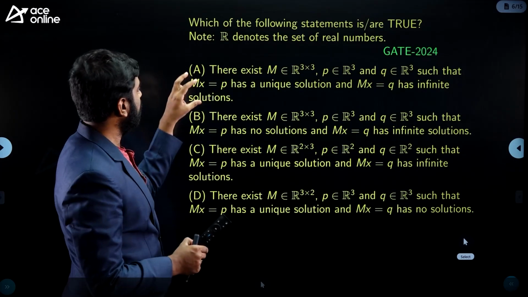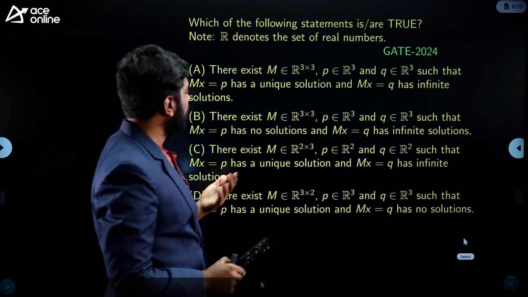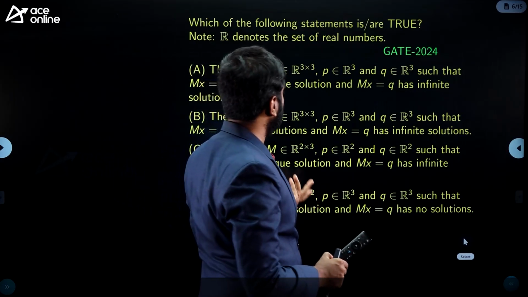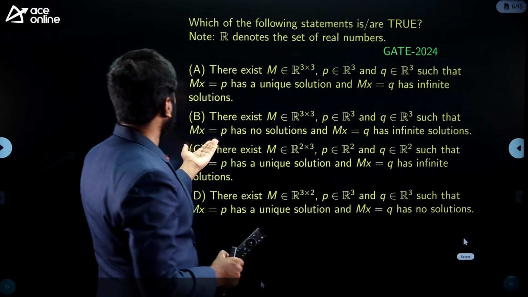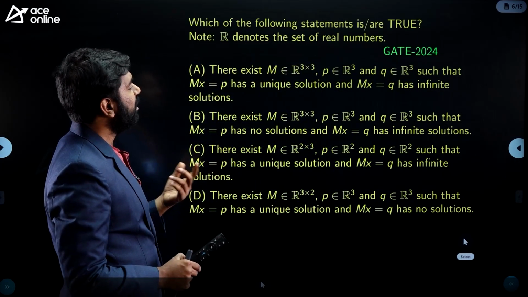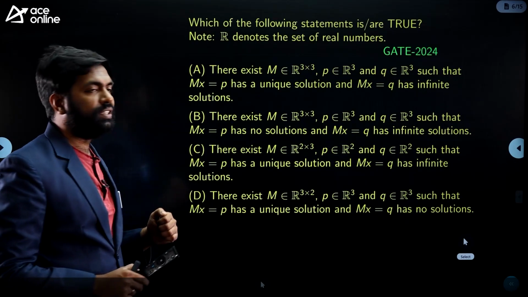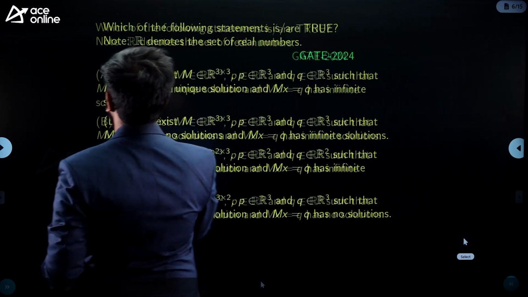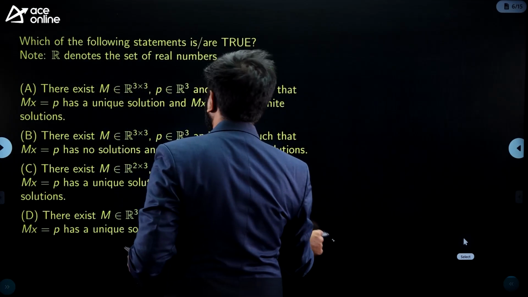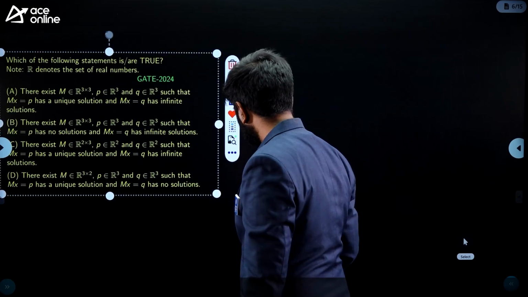We need to check whether this statement is true or not. Likewise, there exists M which is a 3 cross 3 matrix, P is a 3 cross 1 vector, Q is a 3 cross 1 vector, such that Mx equal to P has no solutions and Mx equal to Q has infinite solutions. So likewise, different options are given to us. So we will try to verify all these options one by one. We need to analyze each and every option in a detailed way to decide whether it is correct or not.